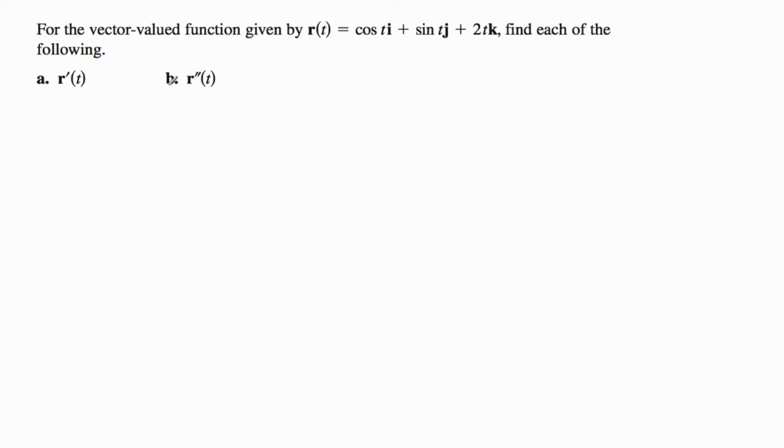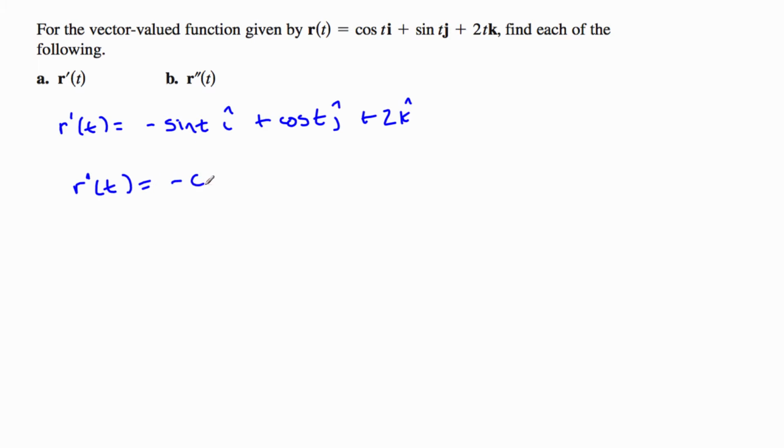Now, suppose I have a vector valued function, and r is cosine t i plus sine t j plus 2t k. Find r prime. So r prime: the derivative of cosine is minus sine, the derivative of sine is cosine, plus 2k.